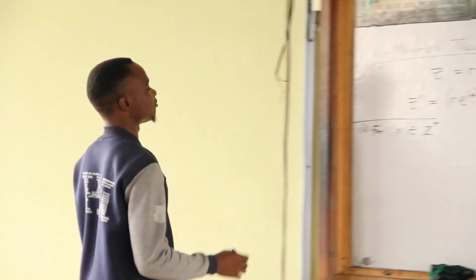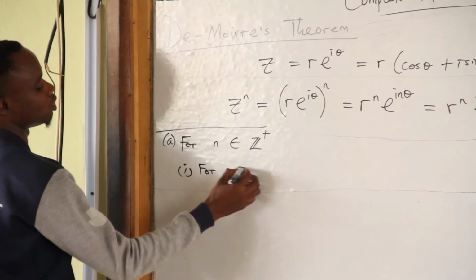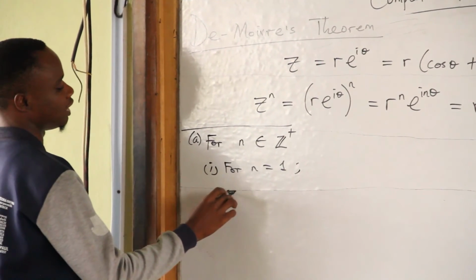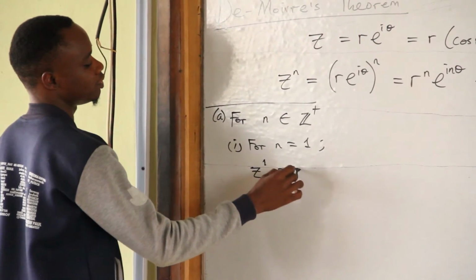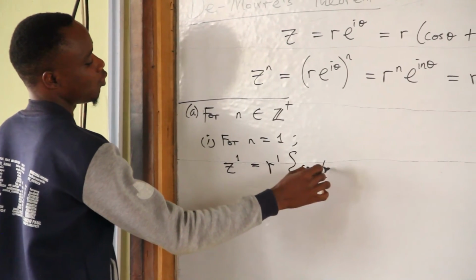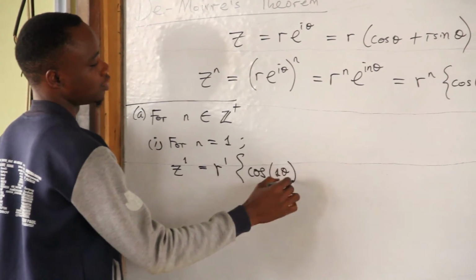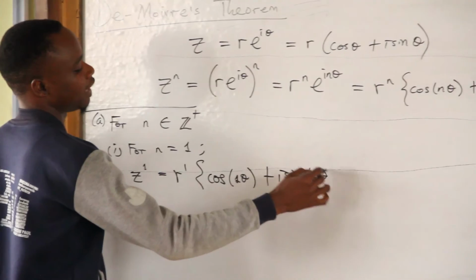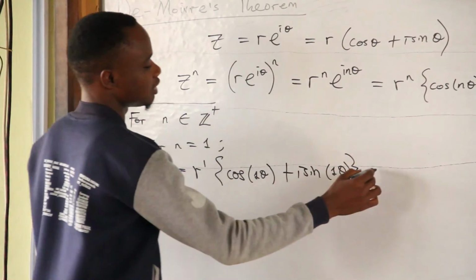Alright, so what's the first step? The first step is you want to find out for n equal to 1. What are we going to get? When n equal to 1, we are saying that Z raised to the power 1 should be equal to R raised to the power 1 multiplied by cos 1 theta plus i sine 1 theta. Is it making sense?